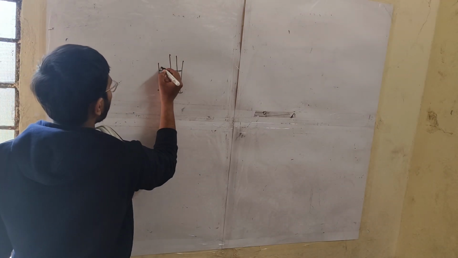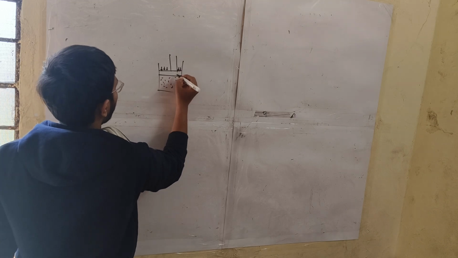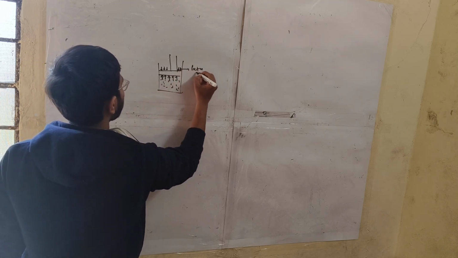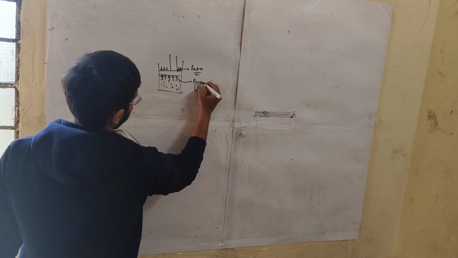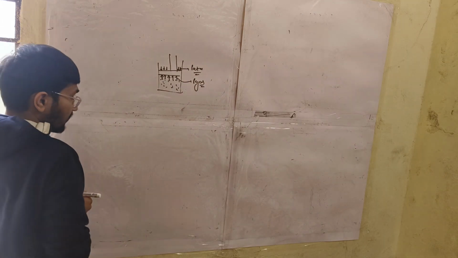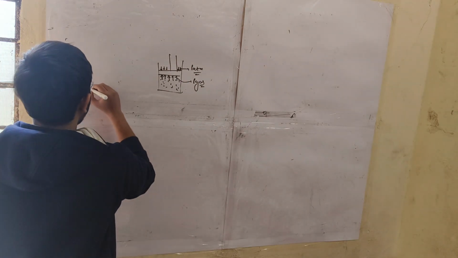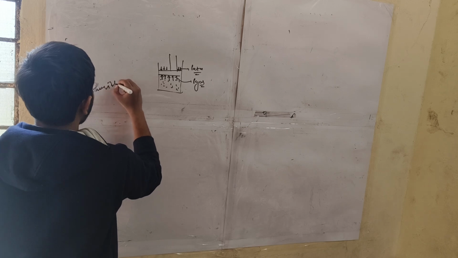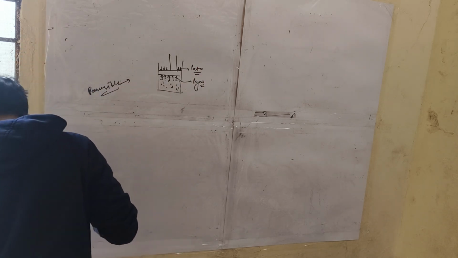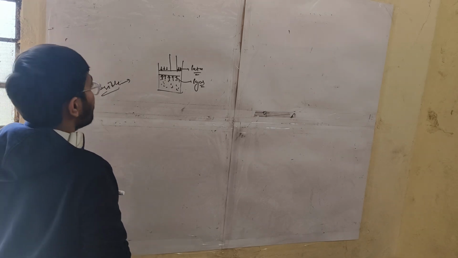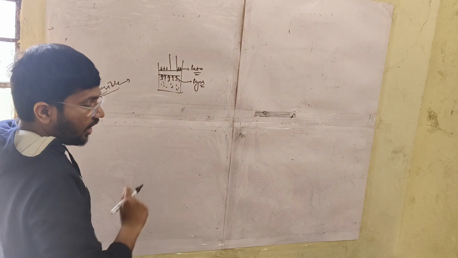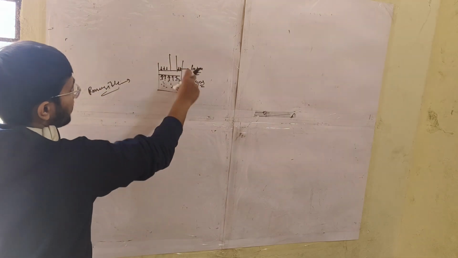Here, for the reversible process, this is P atm and this is P gas. For the reversible process, these two pressures must be equal because it moves slowly. In every step, these two pressures must be equal.